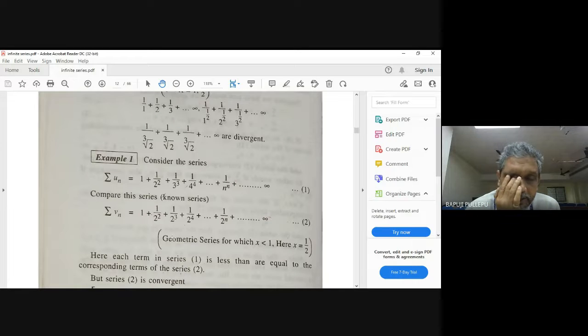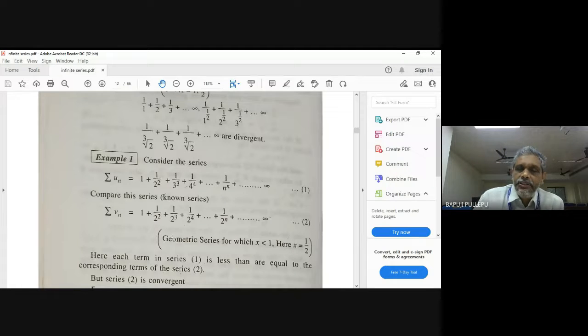Okay. Given actually Un and Vn are two series. Note down: 1 plus 1 by 2 square plus 1 by 3 cube, 1 by 4 power 4, and so on, 1 by n power n up to infinity. This is the first series. Second series, what known series do we compare this with? 1 plus 1 by 2 square, 1 by 2 cube, 1 by 2 power 4, 1 by 2 power n. Geometric series with x equal to half. Correct? Here, each term of series 1 is less than or equal to the corresponding term of series 2. Correct or not?